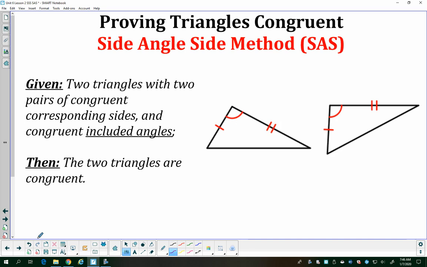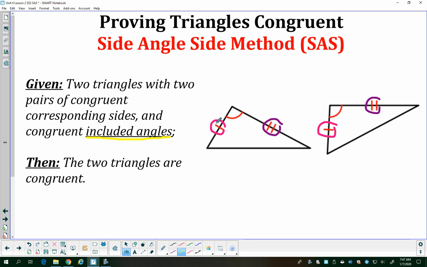Another method which uses sides is the side-angle-side method. And so this time we only need two pairs of congruent sides. So here we have a side in each triangle with one tick mark, a side in each triangle with two. And then if we know the angle in between those sides, that's called the included angle. So the angle that those two sides are making.